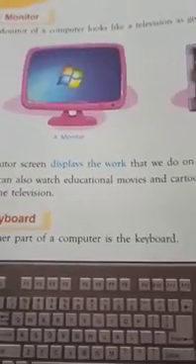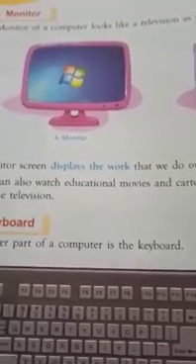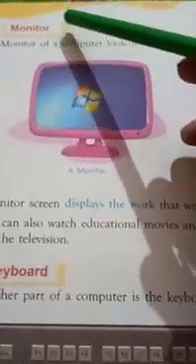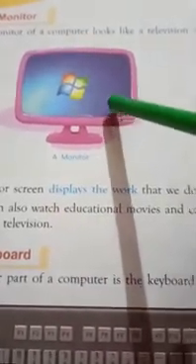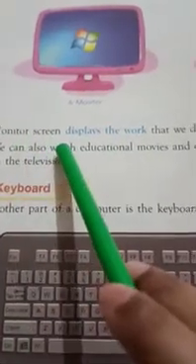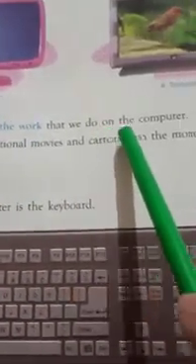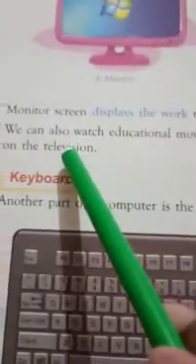Students, turn to page number 14. Now I will teach you the function of each part of a computer. The first one is the monitor. Children, the monitor is also known as VDU, visual display unit. The monitor of a computer looks like a television as given below. The monitor screen displays the work that we do on the computer. We can also watch educational movies and cartoons on the monitor as we see on the television.